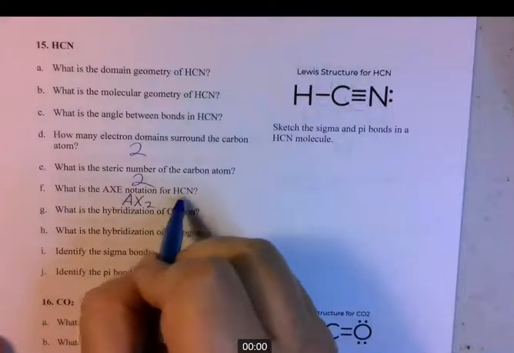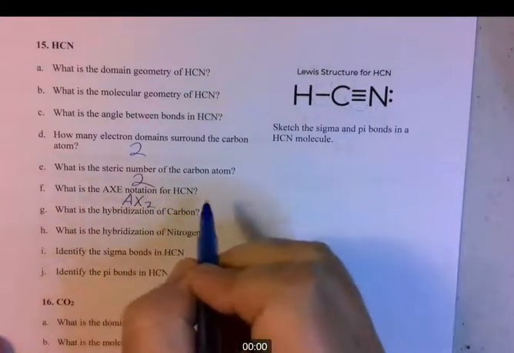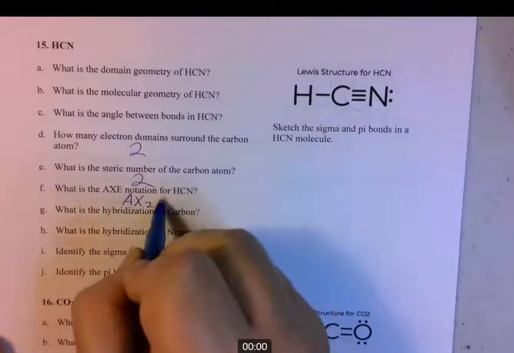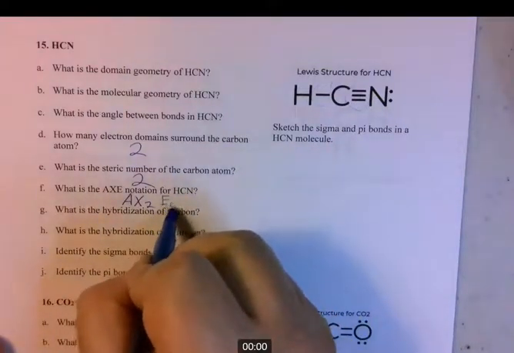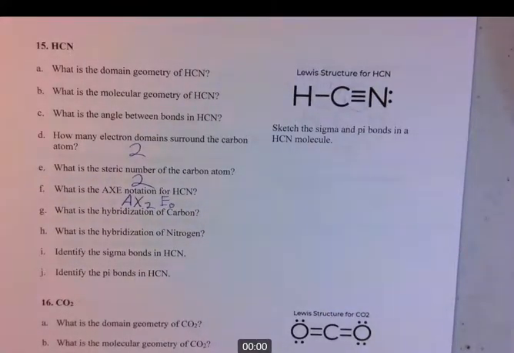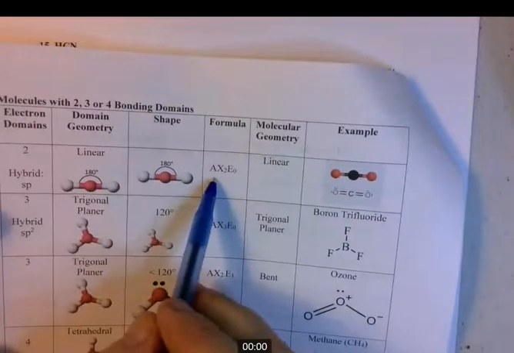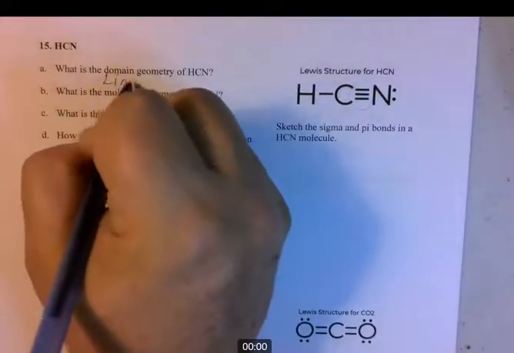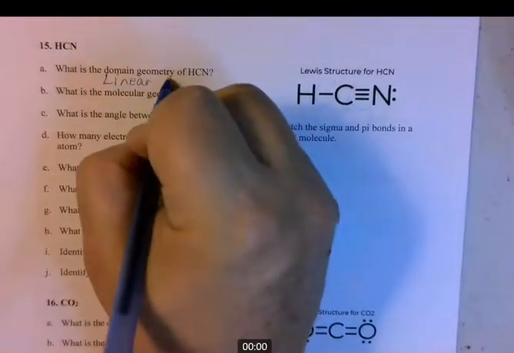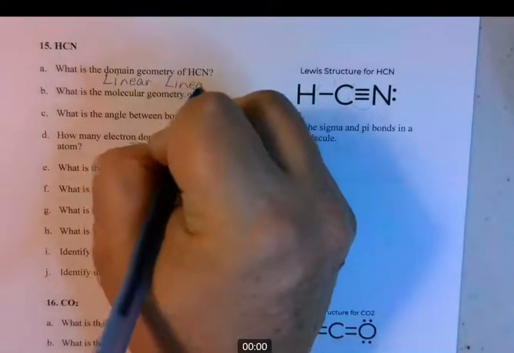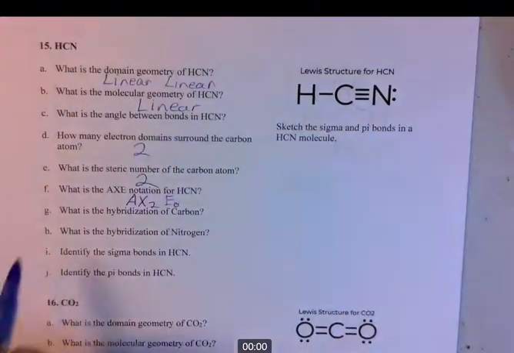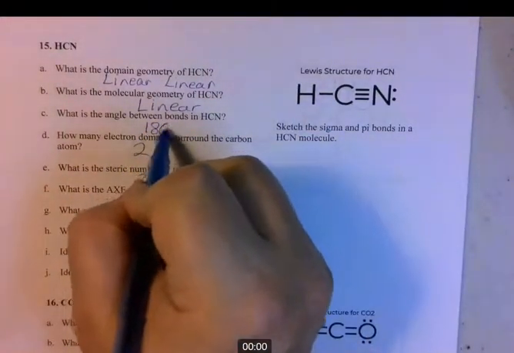I should have said for HCN, for carbon specifically, but let's go ahead and we'll just leave that. So it's AX2E0. Now you can come over to your chart. There it is. It's a linear molecule. It's linear and linear because there's no lone pairs on the central atom. So up here we write linear and linear. Whoops, actually linear down there. The angle is 180 degrees. It's just a straight line.